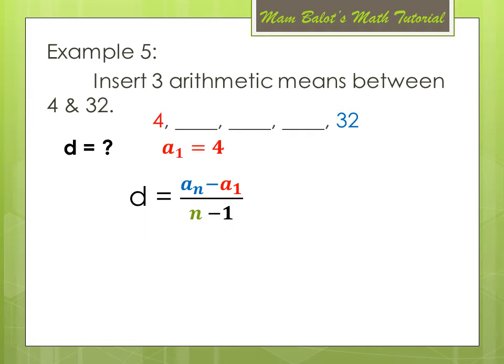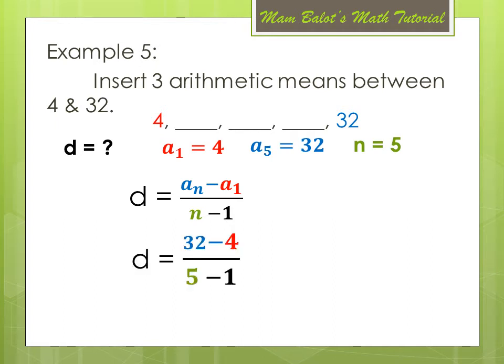Now we can solve example 5 by using the derived formula of our common difference. The first term is equal to 4, the fifth term is equal to 32, since 32 will become the fifth term after inserting 3 arithmetic means. And of course, n is equal to 5 since we have already 5 terms. We substitute this to the formula of d, so that becomes 32 minus 4 divided by 5 minus 1. Subtracting the numerators and denominators, we have 28 over 4. Dividing 28 by 4, we get 7. So 7 is the common difference of our arithmetic sequence.